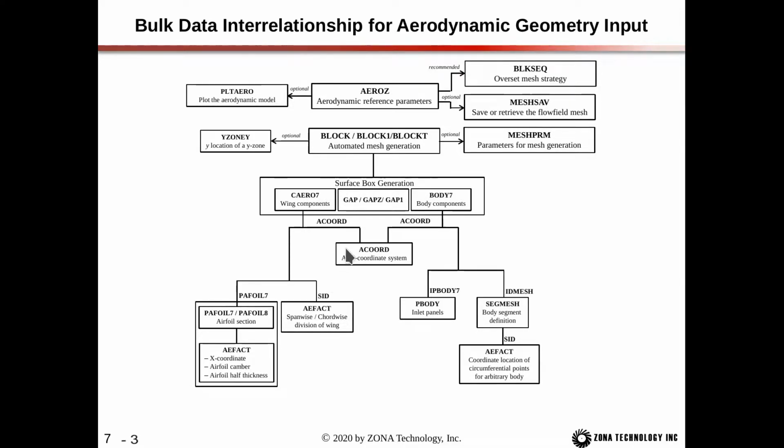These cards can refer to an ACORD card, which defines a local coordinate system in which to define the surface panel. Then we have the PAFOIL7 and PAFOIL8 to define the airfoil sections for the AEROZ7. And then for the body, we have the P-body card to define inlet panels. And then we have the SEGMESH card to define the body segment definition.